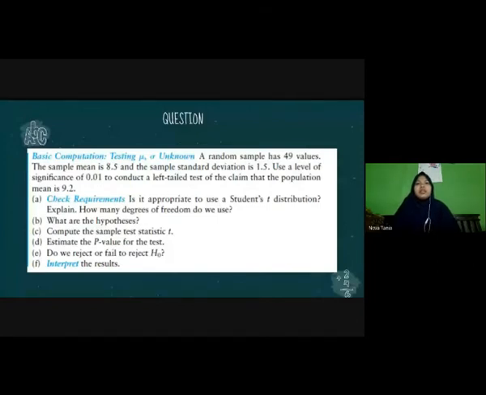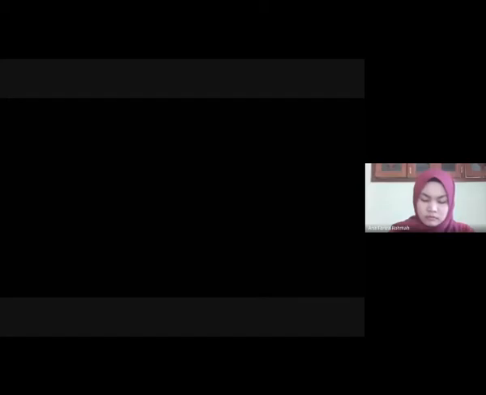Second, what are the hypotheses? Third, compute the sample test statistic t. Fourth, estimate the p-value for the test. Fifth, do we reject or fail to reject the null hypothesis? And the last, interpret the result.